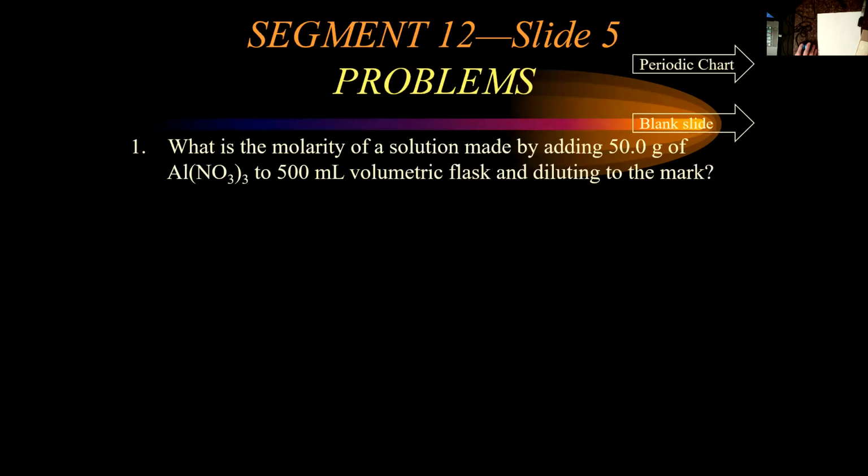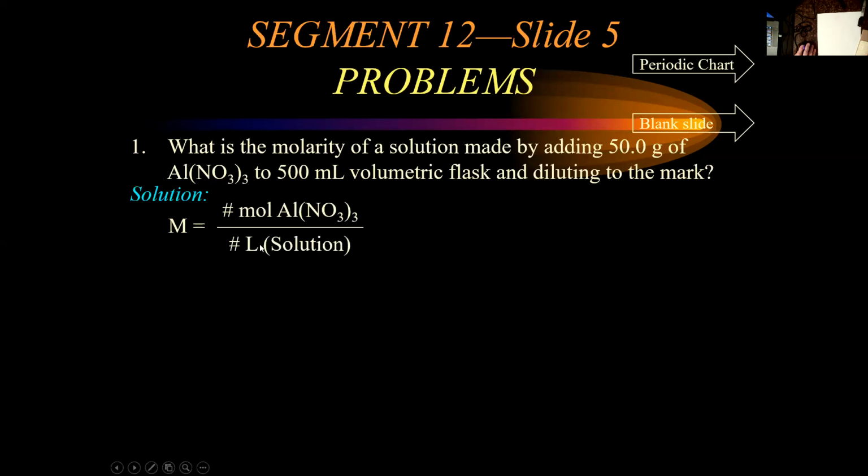Okay, here's some problems. What's the molarity of a solution made by adding 50 grams of AlNO3 to 500 milliliters of water and diluting to the mark? Okay, now what is molarity? See, that's what's asked for in the problem. First thing we should write down is the definition. So now that gets the relationship that is appropriate to this problem. And when I said, what is the molarity? I think this. Now, my job is to put in numbers in the numerator and numbers in the denominator and divide them out.